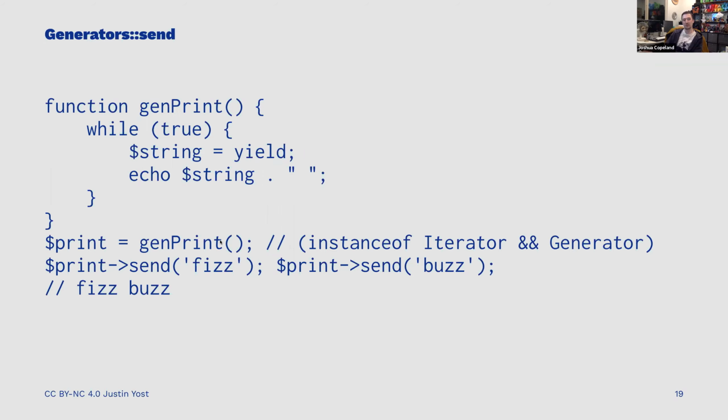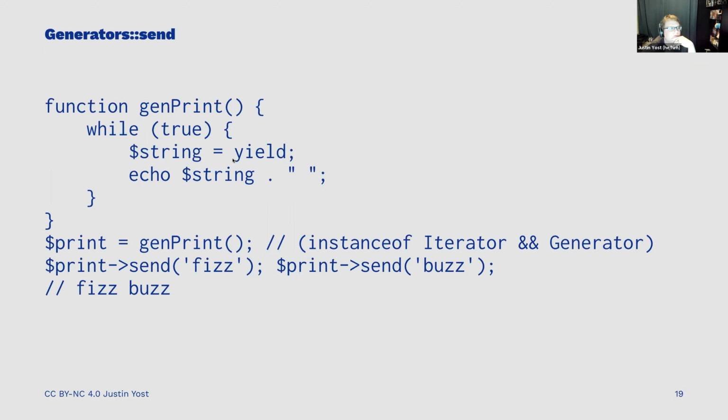What would happen if you don't put it around a while true? Would it kill the application? Well, if you had just this as one, you would send fizz to this first one, you would echo fizz, and then gen print would be done. There wouldn't be any other yield for it to come back to. So when you call print send buzz, it wouldn't do anything because it doesn't have another yield to pass back into.